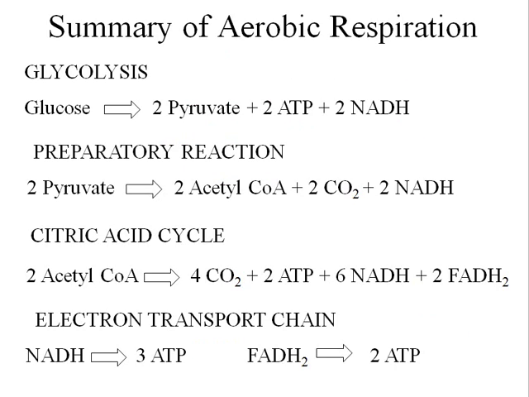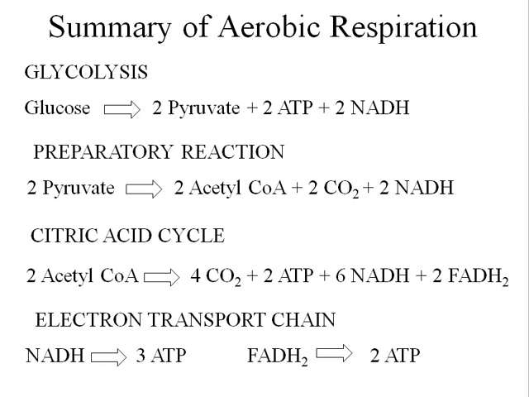This slide summarizes aerobic respiration. The 4 sets of reactions are glycolysis, the preparatory reaction, citric acid cycle, and the electron transport chain. Glycolysis uses glucose and produces 2 pyruvates, 2 NADHs, and a net gain of 2 ATPs is realized. In the preparatory reaction, pyruvate is used and produces 2 acetyl-CoAs, 2 molecules of carbon dioxide, and 2 NADHs.